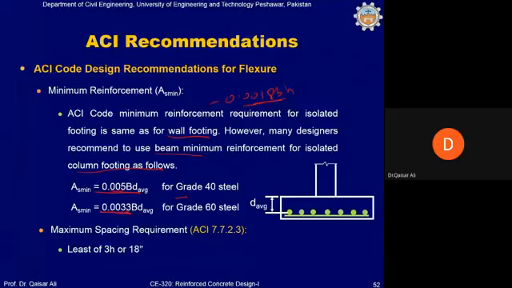In the case of wall footing, it is continuous. So in the case of wall footing or raft footing or other combined footings which are continuous, we will use the recommendation of the ACI code, which is 0.0018 BH. But in the case of isolated column footing, there is no redundancy, and in order to design the isolated column footing such that no deficiency or problem occurs, we place reinforcement almost double of what is recommended by the ACI code. And the spacing is 3 inch or 18 inch.